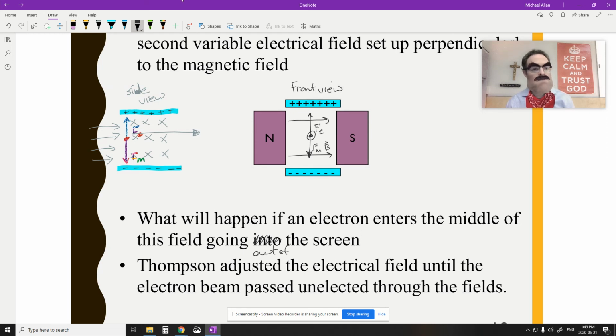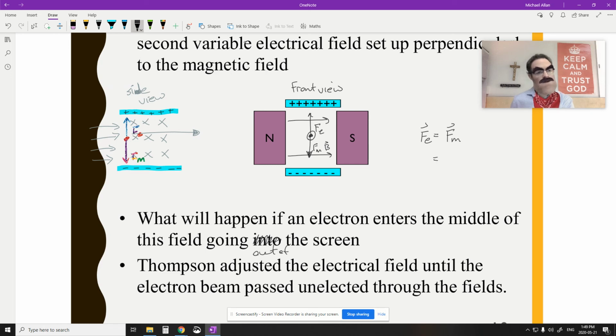Okay. So they're going to go undeflected. So what we need to know is that we have these two forces. These two forces, to be undeflected, they must be the same. So FE has to be equal to FM.